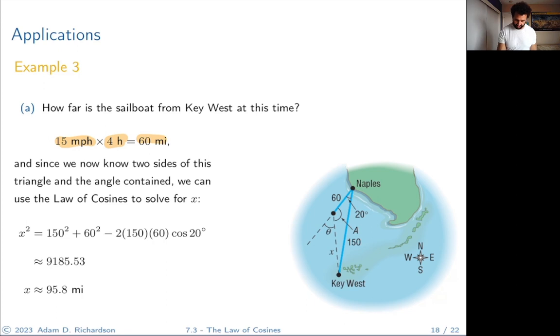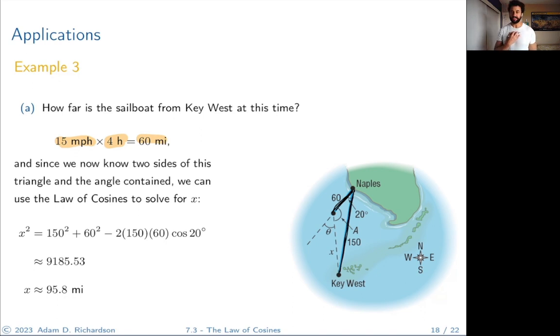And in fact, the boat is right here on this picture. That's where our boat is. We sailed from Naples to that point, and we've traveled 60 miles because we were going 15 miles per hour for 4 hours. There we go. So now we know this length right here. We also know that Key West was 150 miles away from where we left, Naples. So this length right here is 150 miles.